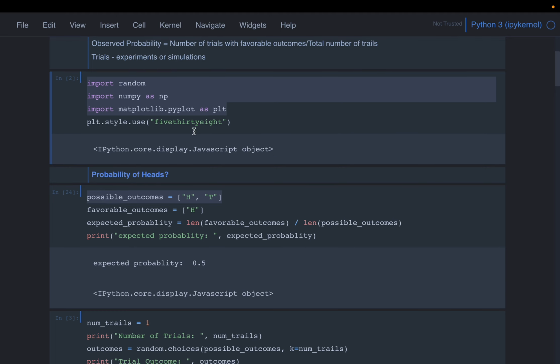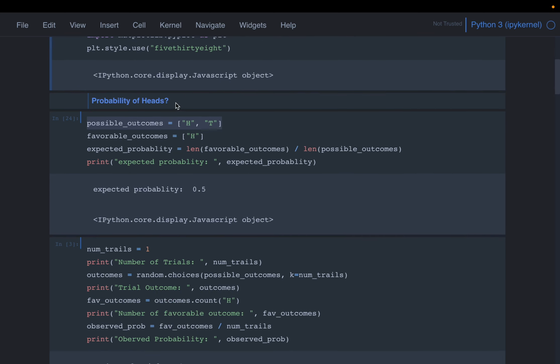And then matplotlib for plotting, and numpy, maybe we may need to do some array manipulations. Okay. So again, we are asking this simple question: what is the probability of heads? This is a very simple problem. We know the exact solution, right? We know exactly how many possible outcomes there are and what the favorable outcomes are, and the exact probability is simply the number of favorable outcomes divided by the number of possible outcomes. So in this case, it is 0.5. This is the exact probability.